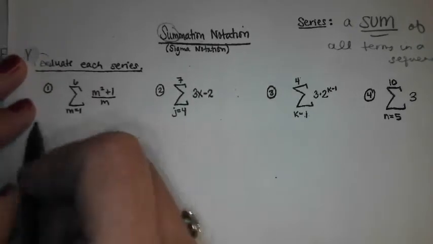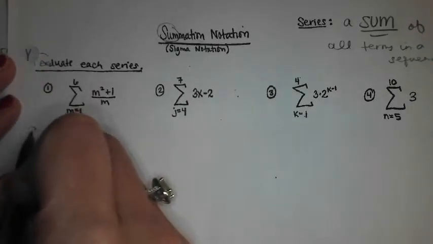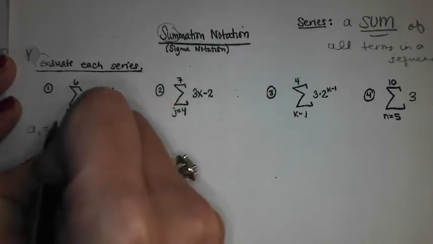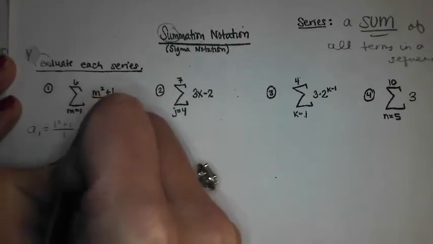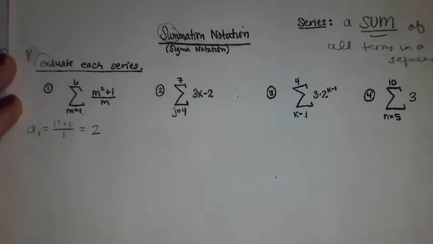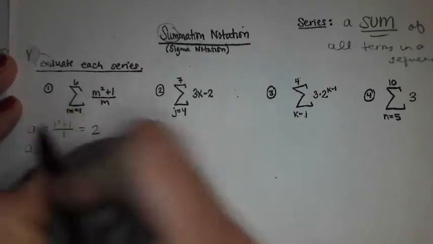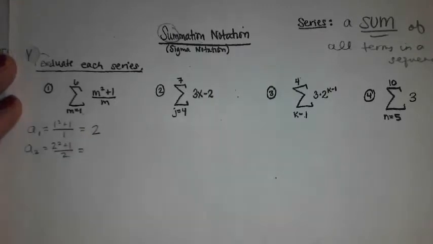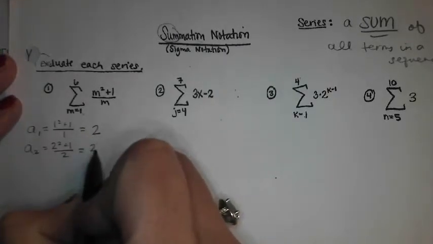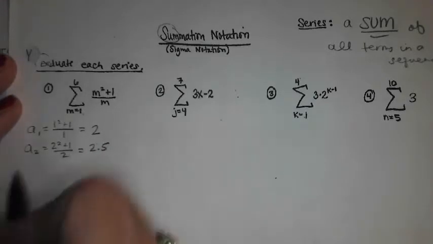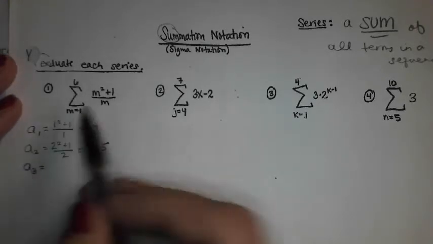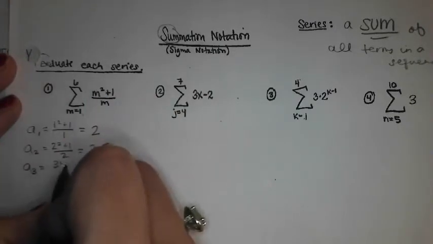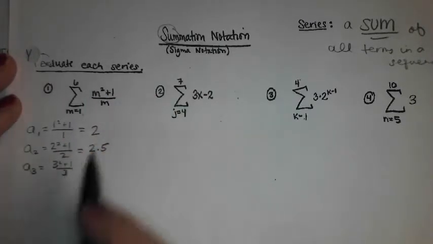So when you plug in a 1 for the first term, and I'll just do a sub, you plug in a 1, you get 1 squared plus 1 over 1, which is 2. So your first term is 2. Then you're plugging in a 2. That's going to be 2 squared plus 1 over 2, which is 5 halves, or 2.5. Then you're going to plug in an n of 3 to find the third term. 3 squared plus 1 over 3 is 10 thirds.